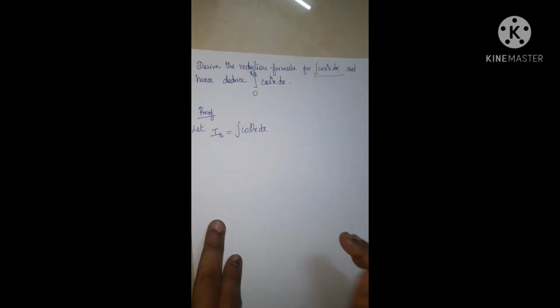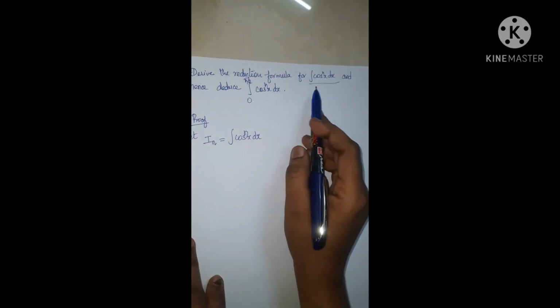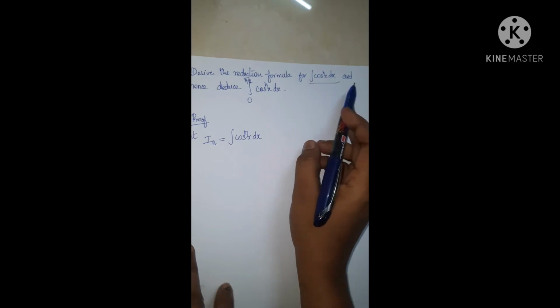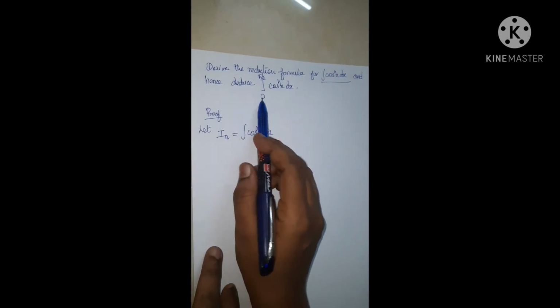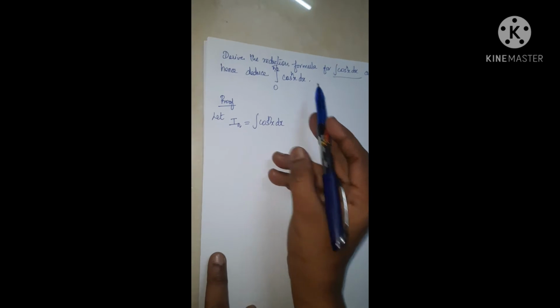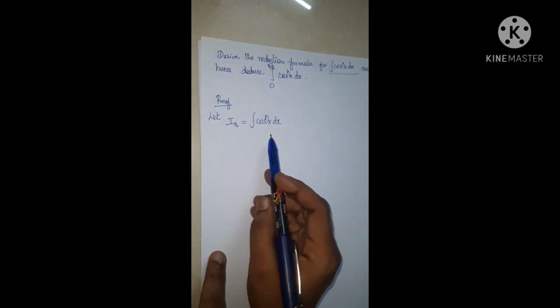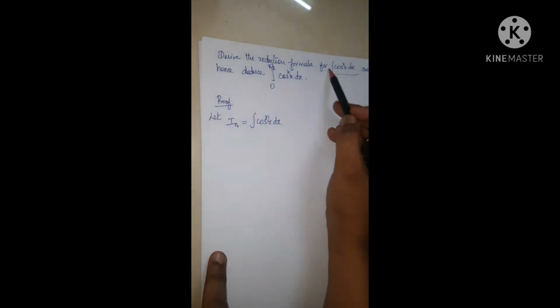So here we are going to see how to derive the reduction formula for integral cos^n x dx, after which we deduce it for the limit 0 to pi by 2, cos^n x dx. So the procedure is to start with the first part of the proof, integral cos^n x dx.